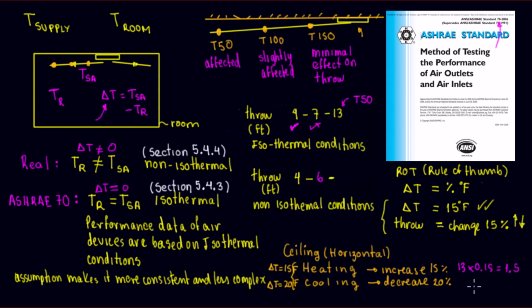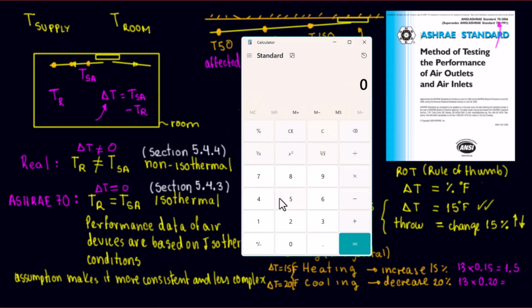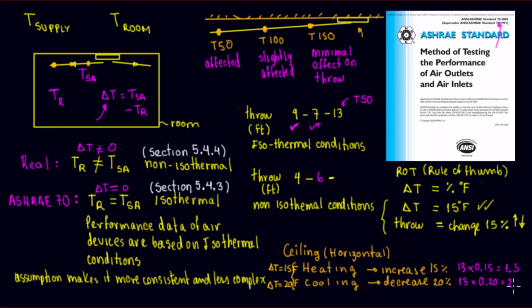1.5. Okay, for this it's going to be a decrease. So 13 times 20%. Why is it 20%? Because it's 20 degrees delta T, for example, right? So I'm going to put 0.20, and then what is that? So in here again, 13 times 0.20. That's going to be 2.6. Okay, wonderful.